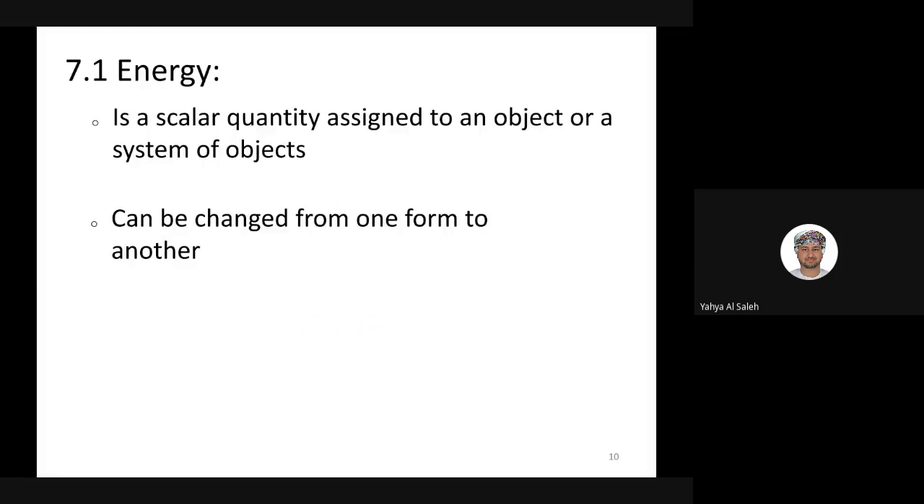So, as we said, energy is a scalar quantity, so it's just a number and a unit, no direction, which is assigned to an object or a system of objects. Okay, so far so good. We said there are many different types of it, so we can change it from one type to another. And we said that what we're going to do is take a look at multiple types and then form a general conclusion on the matter.